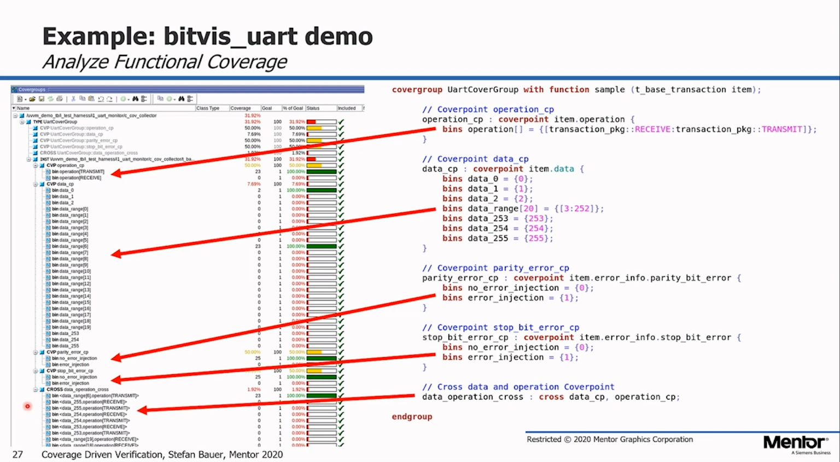And here you see my cross, where I cross data and operation. And you see how we name that. That's data 255 crossed with operation receive and 255 crossed with operation transmit. So again, if I change something here in my data bins, it's automatically applied here in my cross item. And think about if I have multiple instances of the same coverage collector which I want to merge together. You only need to update one source to get it applied to all instances and to all cross items.